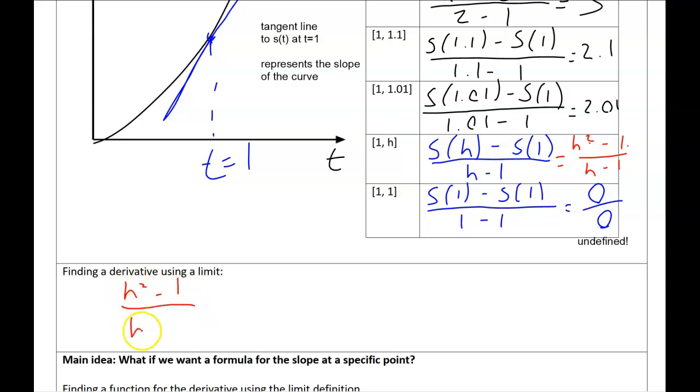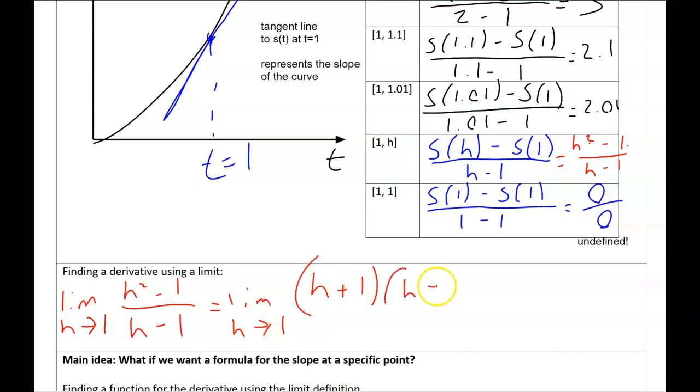This is going to be cool. You're going to get goosebumps. I want to make this very small. I want to know what happens as h gets closer and closer and closer to 1. And this is now a problem that we can solve from last year. So this is why we spent all that time studying limits.